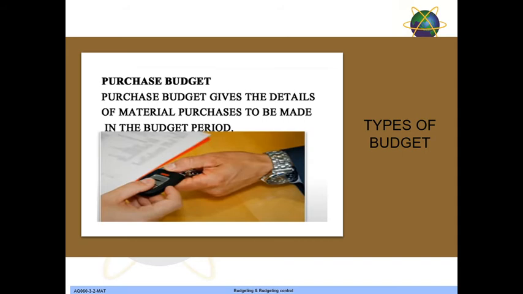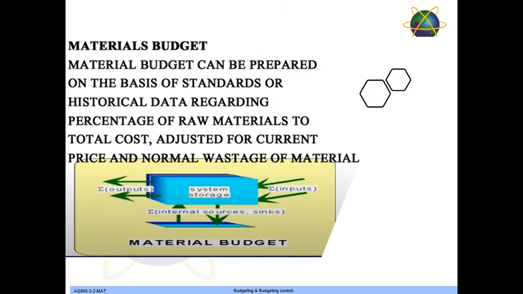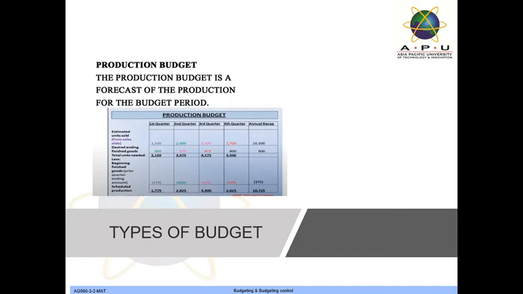We already have the sales budget. We forecast how much sales we want to achieve, and then we have the production budget. How many units do we need to produce in order to achieve the sales? We have to calculate the production forecast to fulfill the sales. Then we have to add the opening stock, and then we have to minus the closing stock. Then we get the total production units.